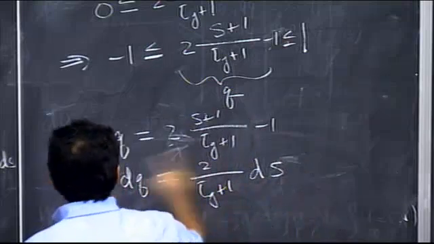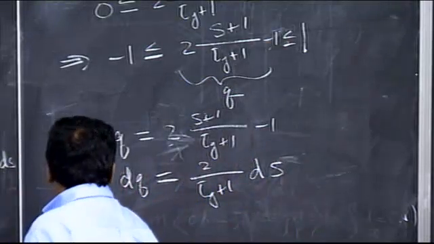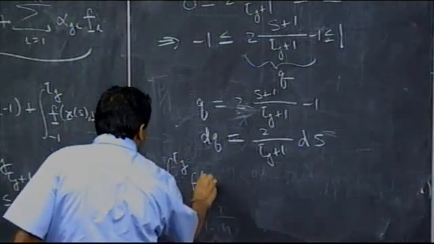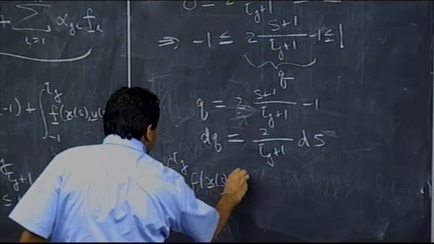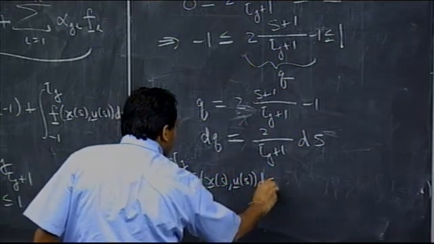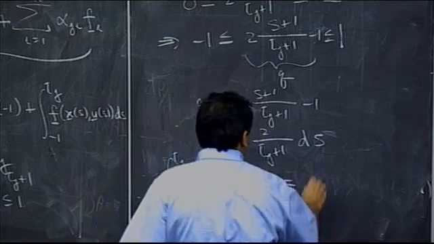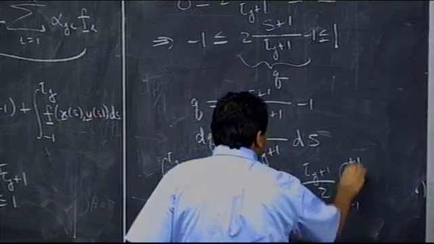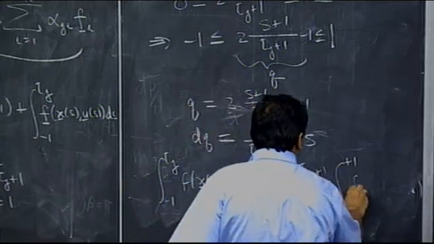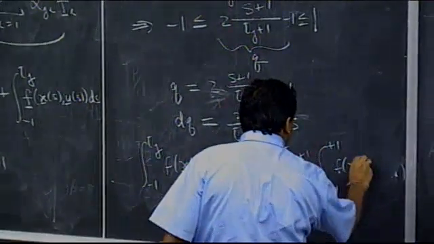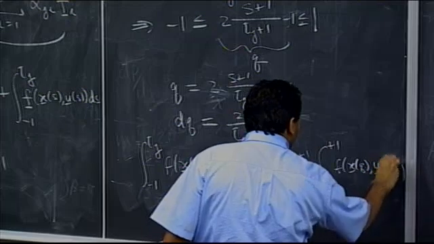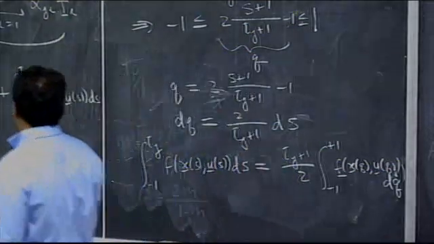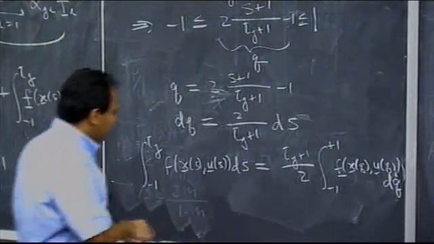ds, right? So if I replace that over here, I get the integral from negative 1 to tau j of f of x of s u of s ds can be replaced by what? Tau j plus 1 over 2 times the integral from minus 1 to plus 1 of f of x of q u of q dq. I haven't done anything. I just did a transformation. It's an affine transformation that takes me over there.